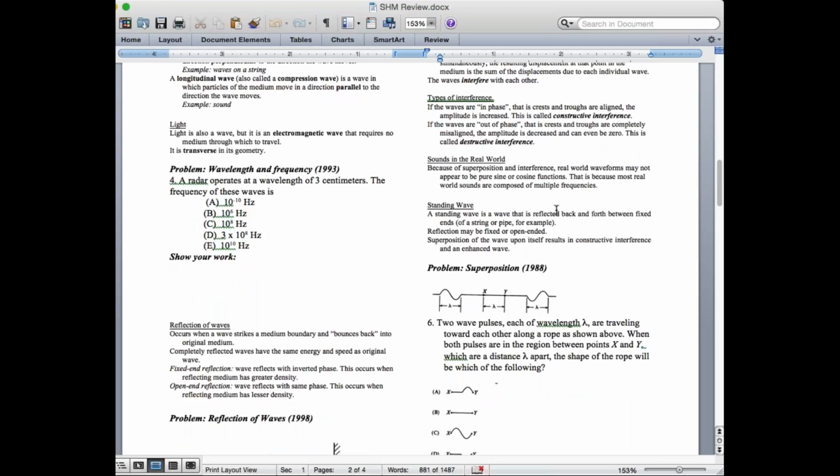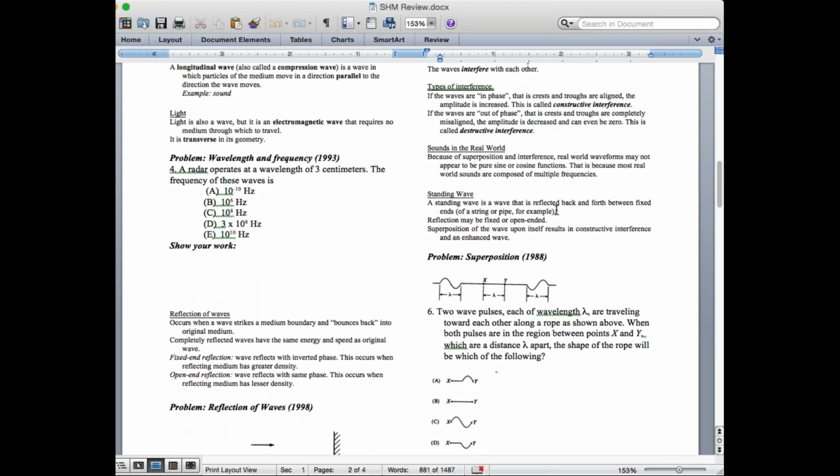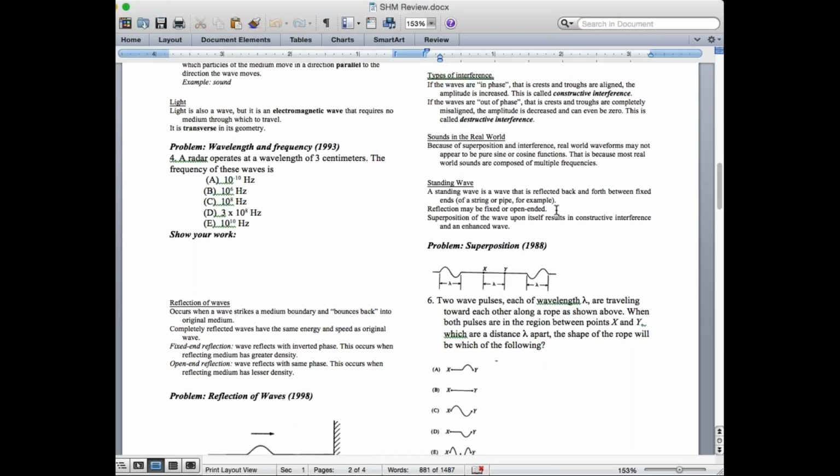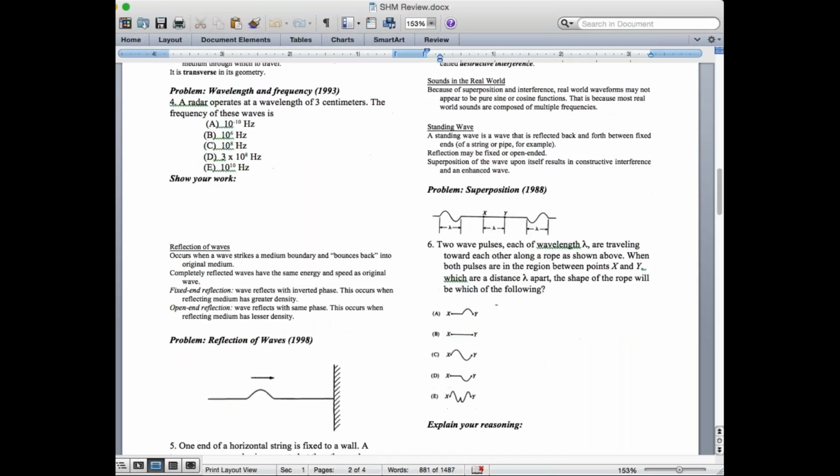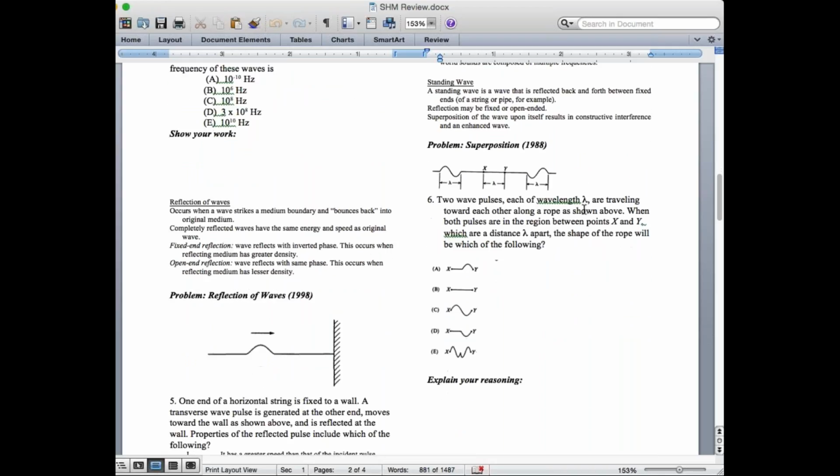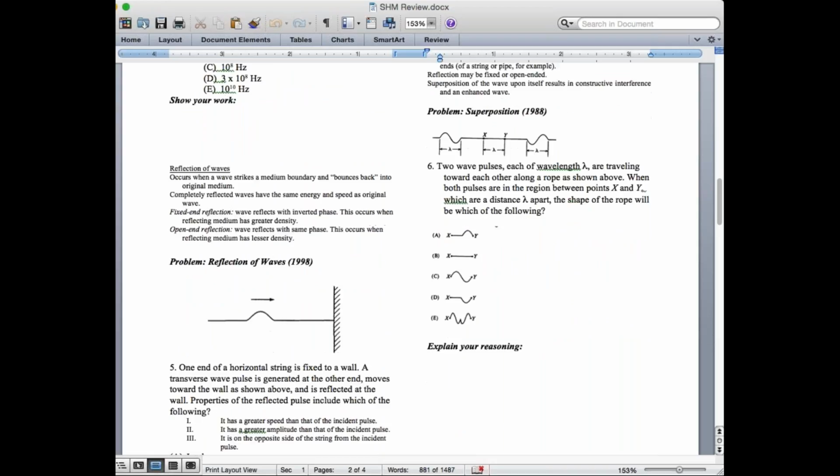A standing wave is a wave that's reflected back and forth. That makes some cool stuff, and that's where we see those node, anti-node things that we've seen previously. In this first multiple choice question, we've got some different pulses. We're going to talk about standing waves a little bit more.